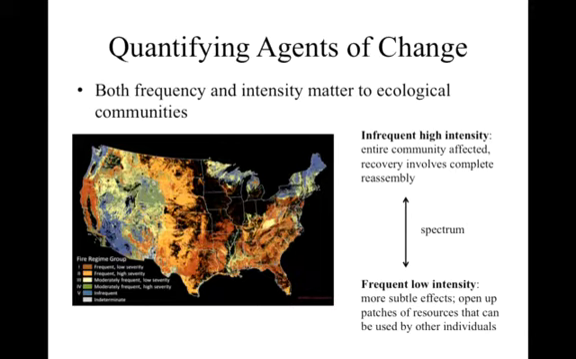So these frequent low intensity events, they can open up patches of resources, little areas here or there. Maybe a tornado blows through and wipes out a couple of meters of a forest. So that opens up little patches that can be used by others, but it's not this massive, widespread event where everything in the forest is completely destroyed.